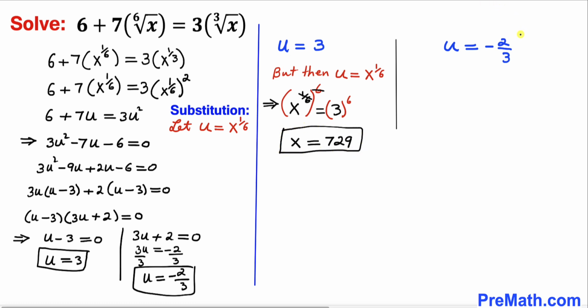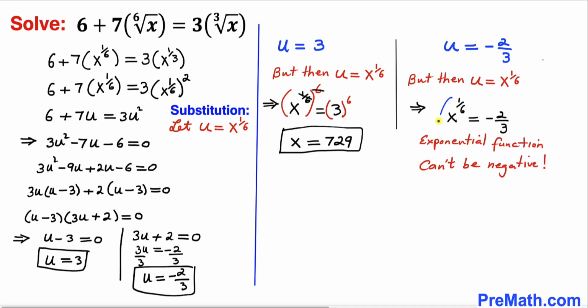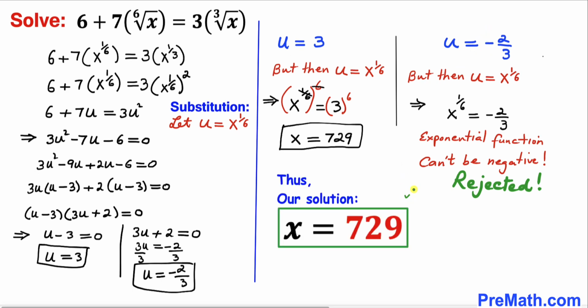Now let's focus on this other value of u, which is equal to negative 2/3. But then u equals x power 1 over 6. So we can write x power 1 over 6 equals negative 2 divided by 3. And we know that this exponential function cannot be a negative value. So we are going to reject this scenario. Thus our only solution turns out to be x equals 729.